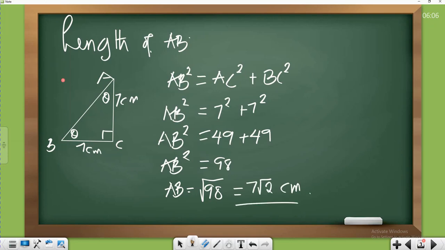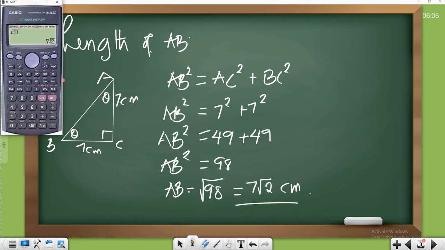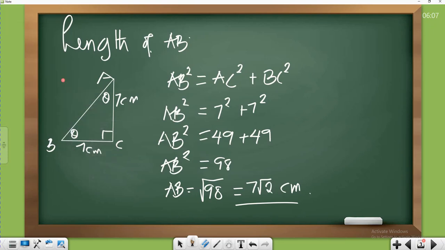You can see it's actually longer than the two sides. Let's go back to check the value again in decimals. Oh, it's almost 10, 9.9. Which is almost 10. So you can see that it is the longest side, longer than the other two sides of 7 centimeters.